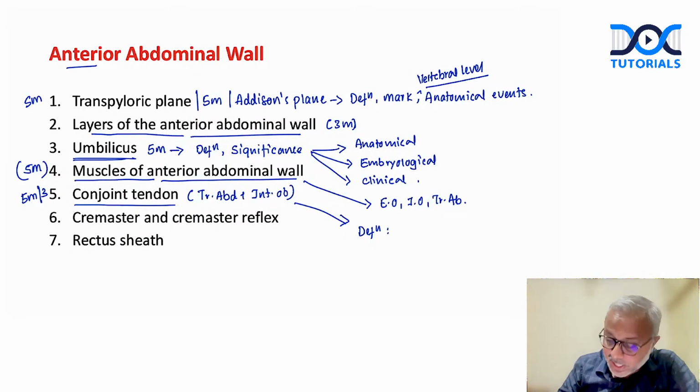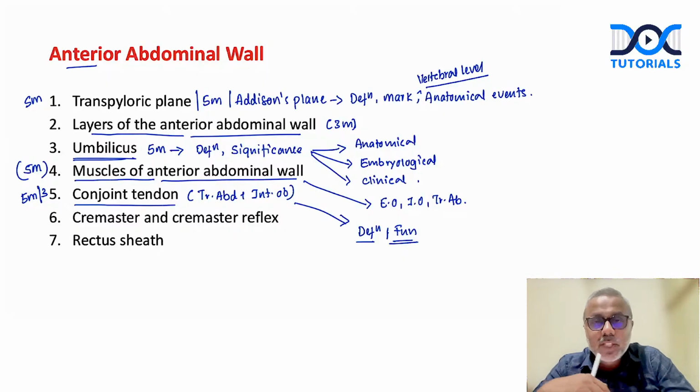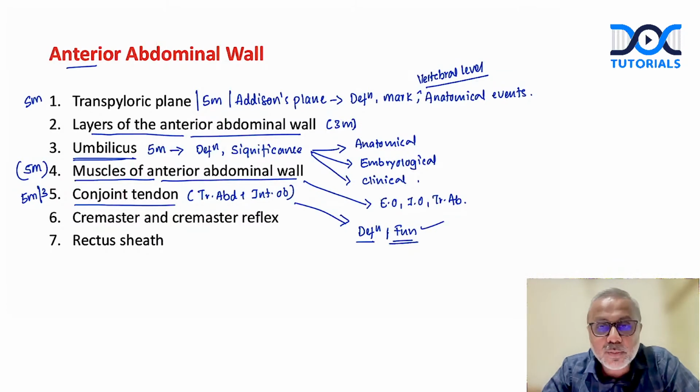Now, conjoint tendon, what is its function? If it's a 3 marker question, mention what it is, how it is formed, then talk about the function. Remember, conjoint tendon is responsible for strengthening of the inguinal canal posterior wall. The posterior wall of the inguinal canal, as we know, is formed by the fascia transversalis on the lateral side, and it is strengthened on the medial side by the conjoint tendon. And we need to mention this as one of the specific functions of the conjoint tendon.